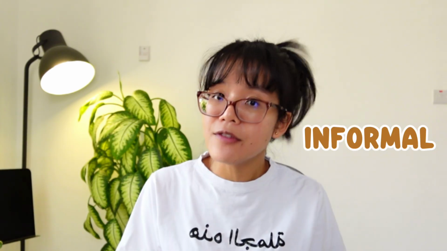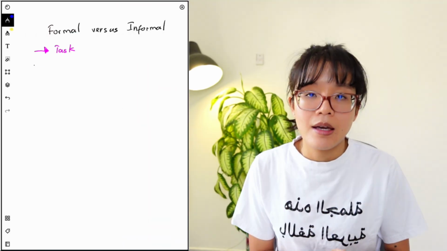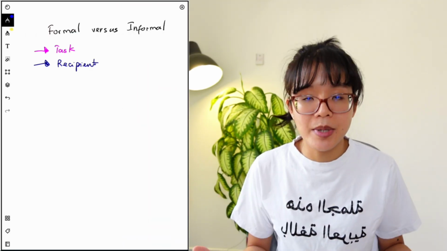In IELTS General Training Writing Task 1, the letter, you are supposed to write a letter. And this letter can be formal, informal, or semi-formal. To decide which kind of letter you are going to write, you need to look at the task, and then you need to look at the recipient of the letter. For example, if you are asked to write a letter to your friend, that is definitely an informal letter. But if you are asked to write a letter to your boss, it is definitely formal, right?